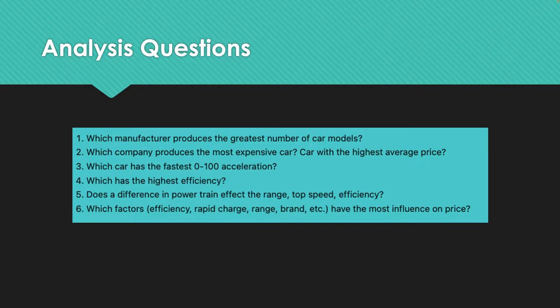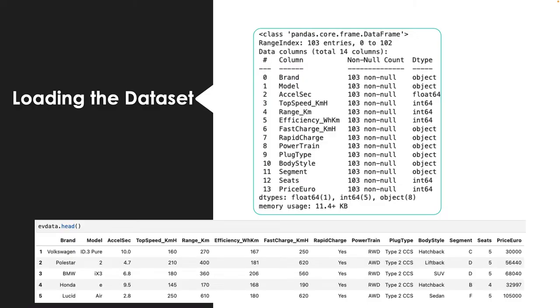These were the research questions I wanted to answer with my analysis, which will be posted on separate slides. And then as we load in the data, this is what it looks like with the 14 features, one of which is the target variable price euro, and the remaining are fairly split between categorical and numerical variables.